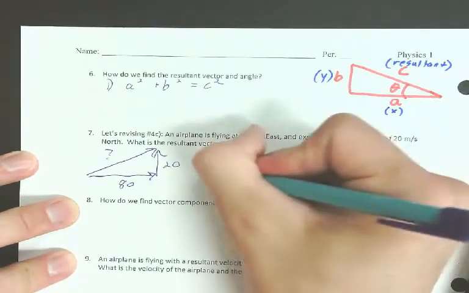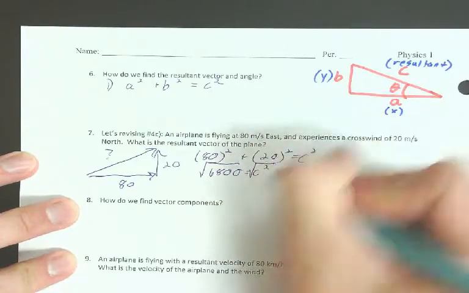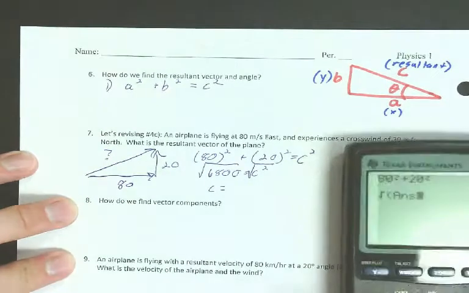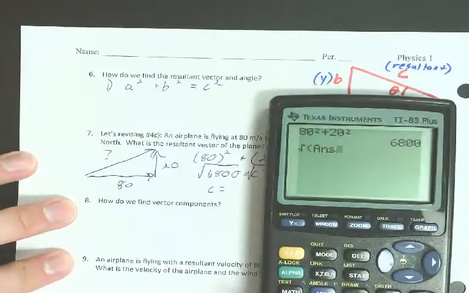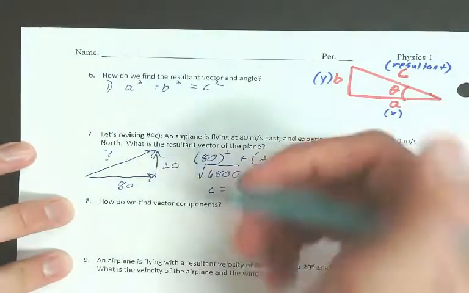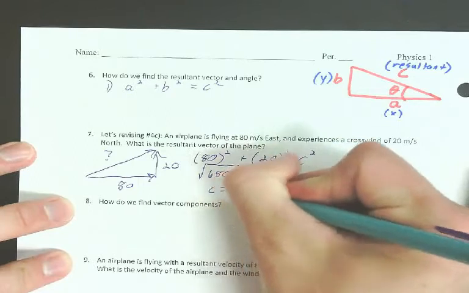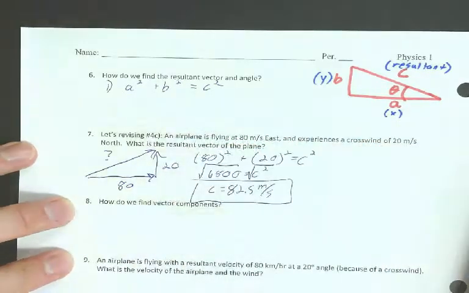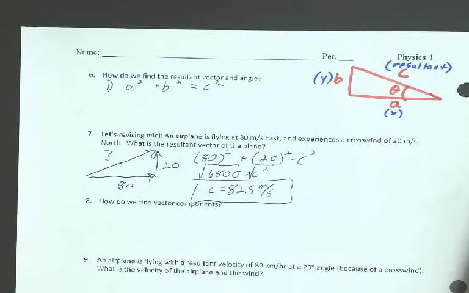I don't want c squared. I want just c. So square root both sides, get just c. So the square root of the answer I just got is 82.5. Now I know what you're saying to yourself. You're saying, Mr. B, this is easy. You made me believe this was hard. This is not hard. I know how to do this. I've done this. This is easy.